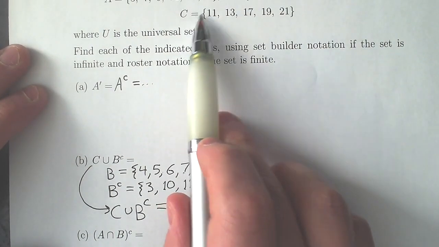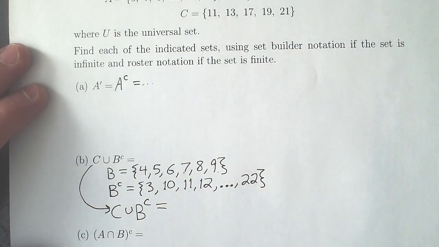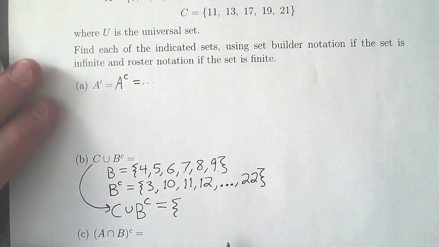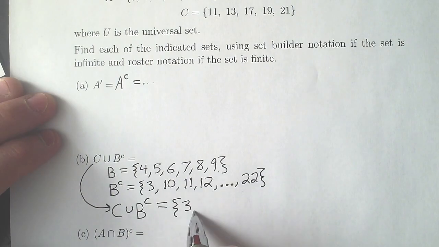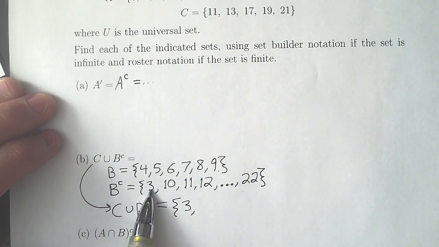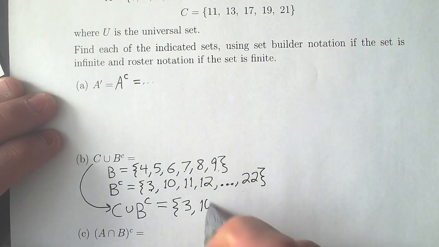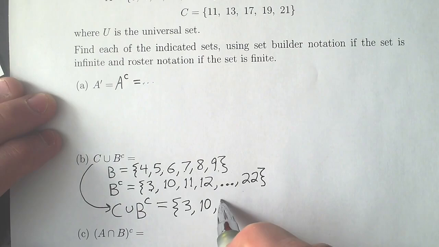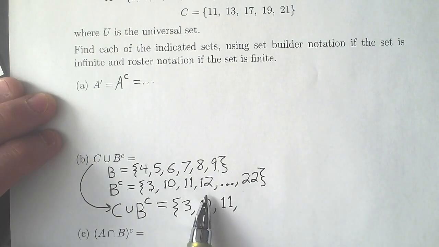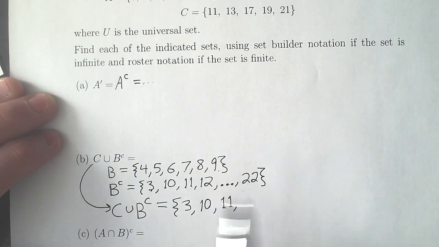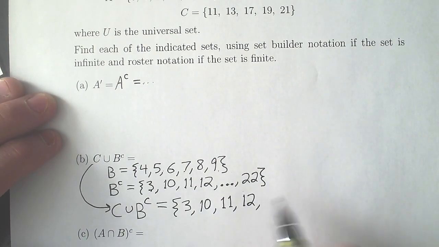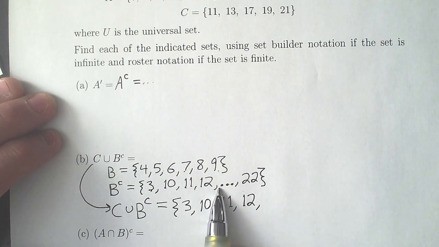So let's see, C is here, 11, 13, 17. There's only 5 things in C. Any number that is in C or B complement or both. I usually list them starting with the smallest numbers first. I'll do 3 because it's here. I'll do 10. 11 is in both. 12 is in this one. 13 is in both.